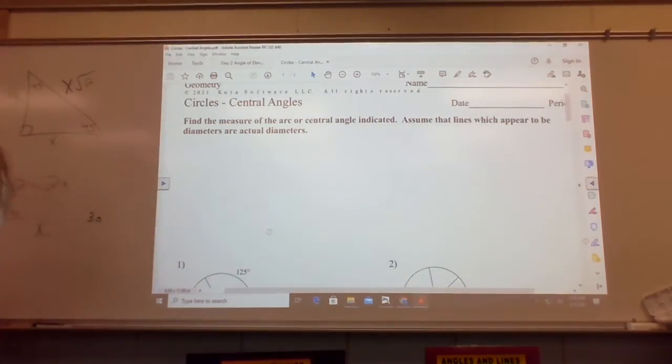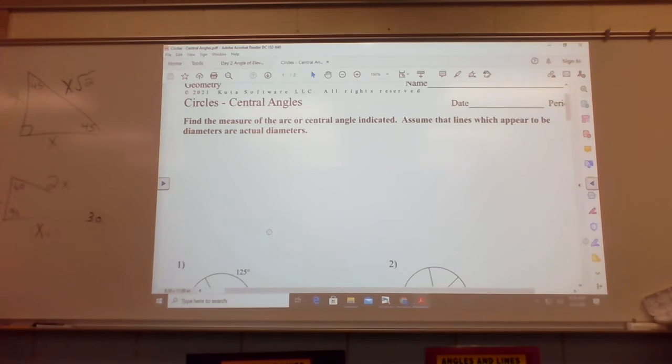Okay, so circles. Basically, we're looking at circles. Circles are going to be split into 3 different sections. The first section, we're going to be looking at degrees of things. Degrees of angles, degrees of arcs. That's going to take about a week.